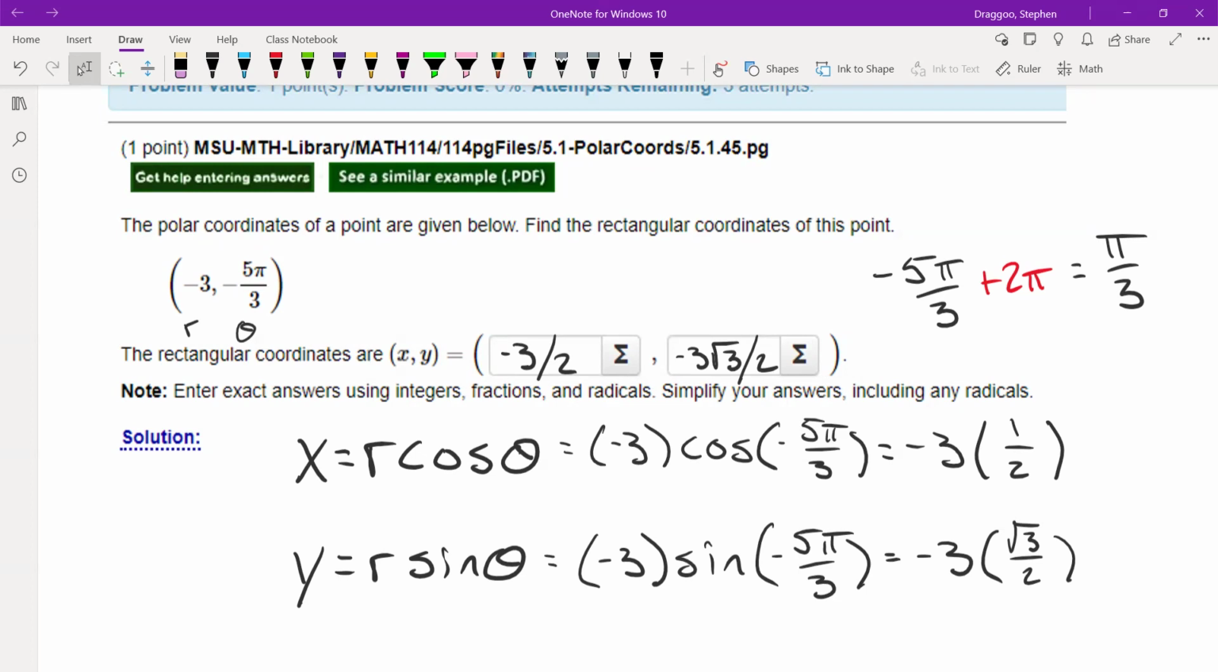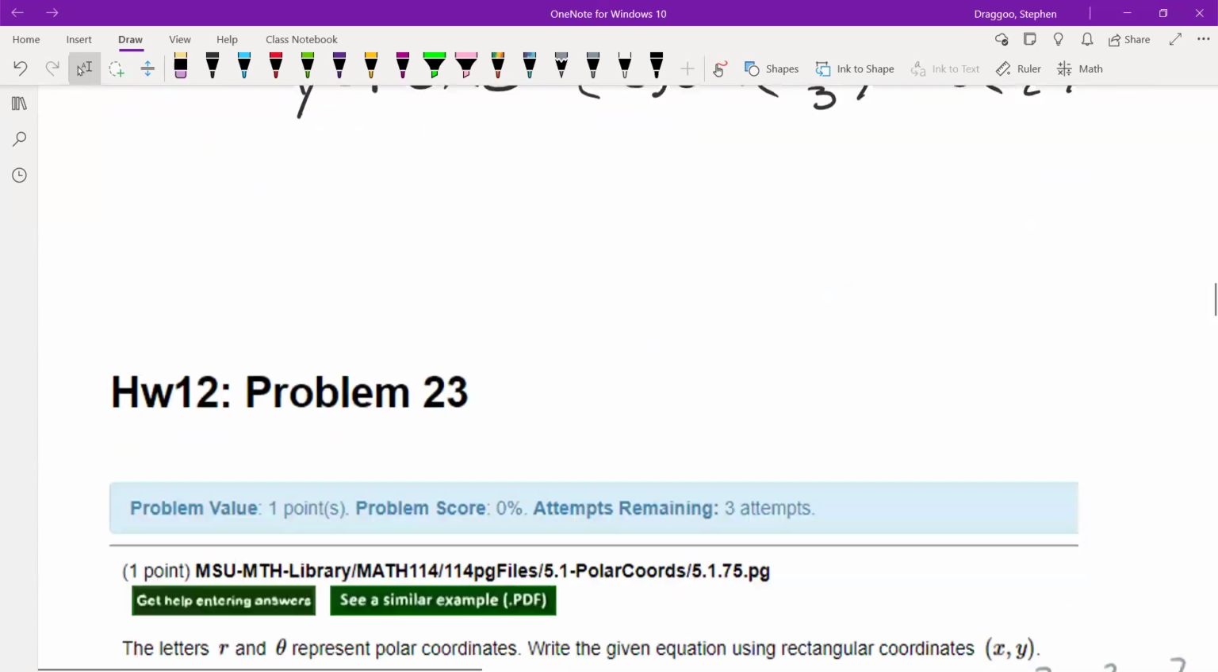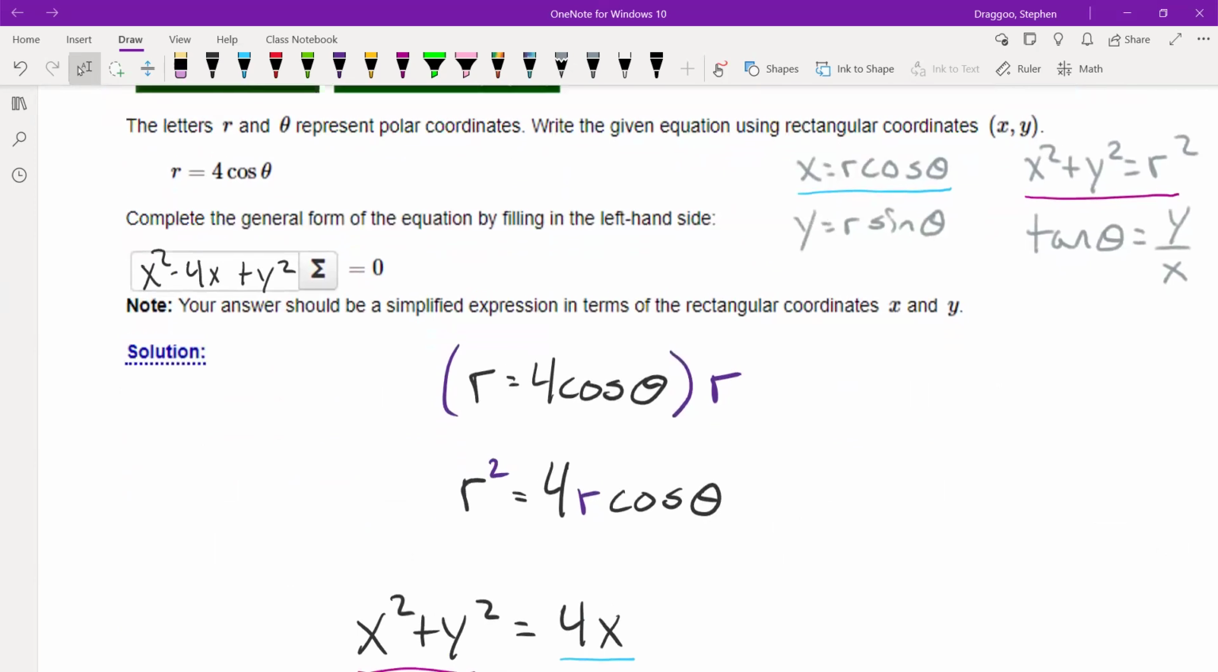So if R is 1, then we just go back to X equals cosine theta, Y equals sine theta, exactly the same definitions we're used to from the unit circle. We're just expanding those to any size circle we want, instead of just the unit circle. We just multiply sine theta and cosine theta by R. That lets us switch between the two systems. So in addition to those equations, we ought to have a couple more on here.